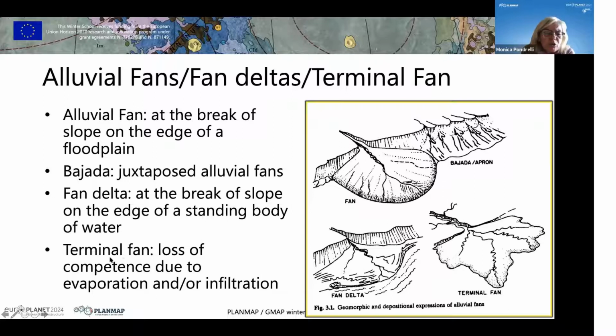Then there are also particular fans, which are called terminal fans, which form not because there is some topographic break, but just because the rivers lose their ability to transport material, their competence, because of evaporation or infiltration. Basically, they lose water, so they cannot transport sediment anymore. Needless to say, these kinds of features occur in arid settings.